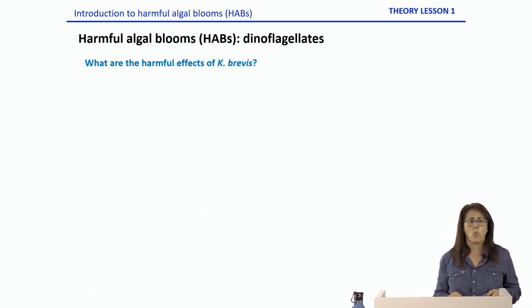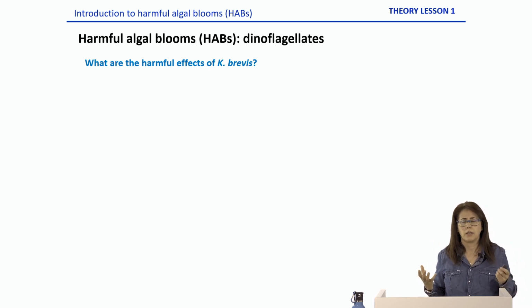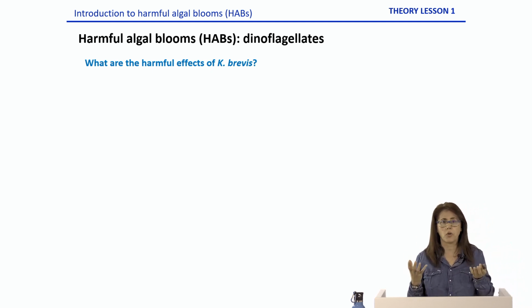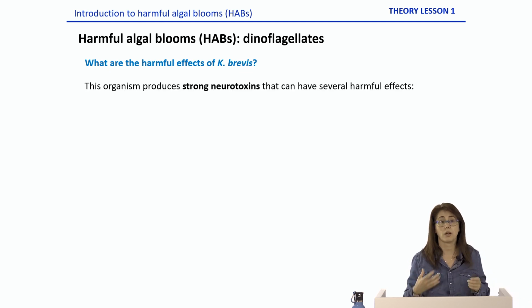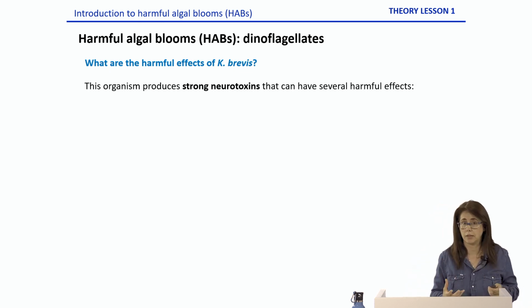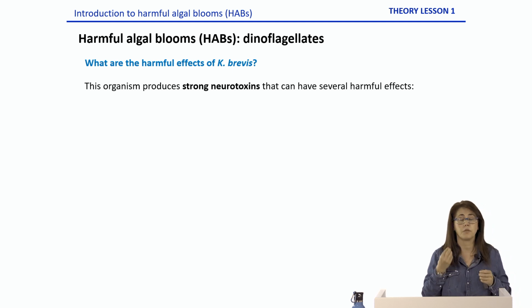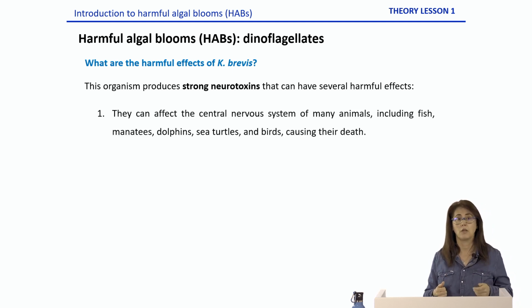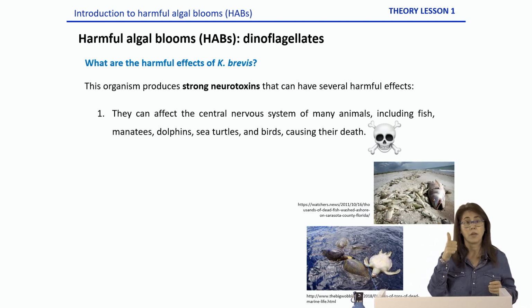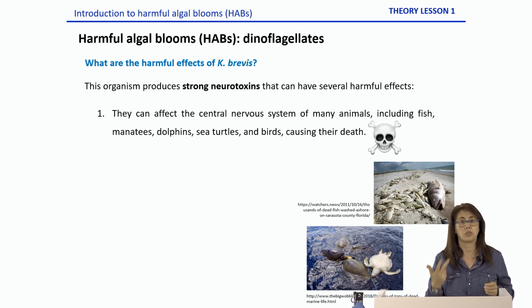So why do they have this huge monitoring and forecasting program of Karenia brevis? Well, because their harmful effects can be really bad. These organisms produce very strong neurotoxins that can have several harmful effects. For example, they can affect the central nervous system of many animals, including fish, manatees, dolphins, sea turtles, birds, and it can actually kill them.